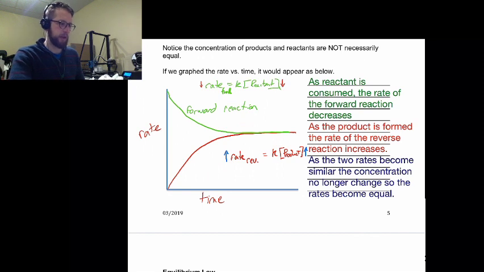So as the reactant is consumed, the rate of the forward reaction decreases. I hope we can wrap our head around that idea. As the product is formed, the rate of the reverse reaction increases. So you start with 0 product, and then as you get more product, the reaction rate for the reverse reaction starts to increase. Once the two rates become similar, the concentrations will no longer change because the rate of the forward production and the rate of the reverse production are equal.